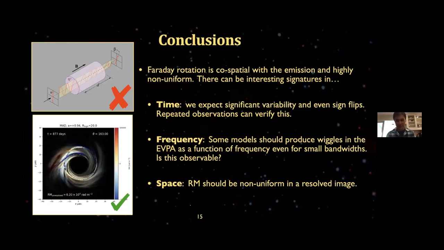Can we constrain that? And spatially, the RM is typically quite non-uniform in a resolved image. So if one is able to spatially resolve the RM, there might be signatures there. There might also be signatures on, for example, long baselines in visibility space, something that we should explore. So thank you, and I'll take questions.